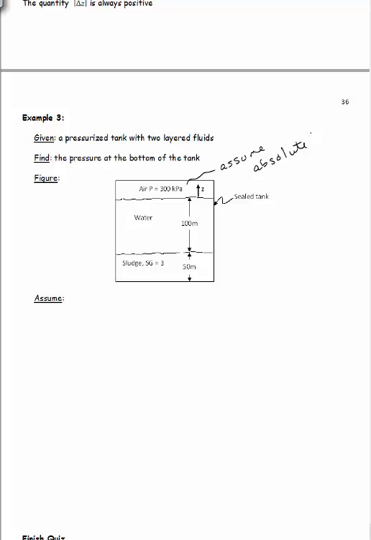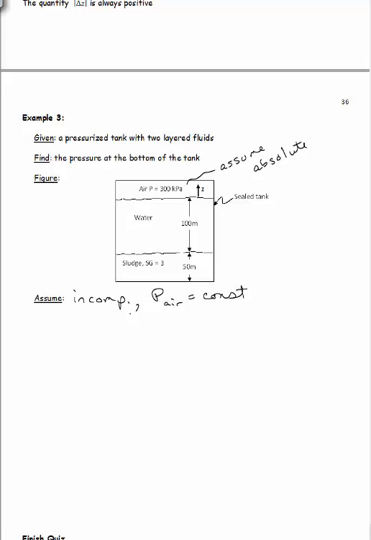Okay, and you notice how the air doesn't say the pressure at this point is 300 and at this point it's something else, because since it's a gas, we're going to assume it's constant pressure throughout. When we get to the water, though, the pressure is not going to be the same. Okay, and for the sludge. So let's assume it's all incompressible and P air equals constant. How about that?